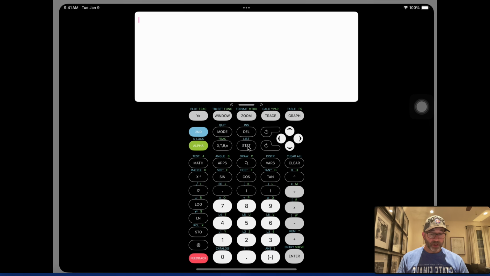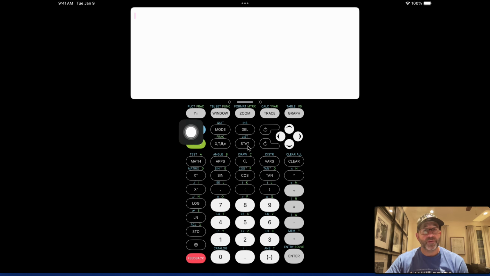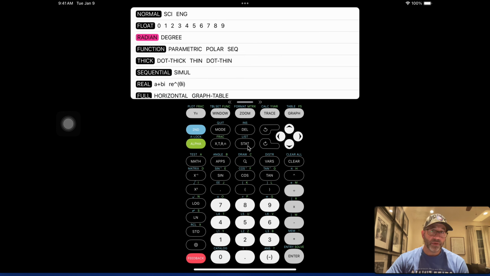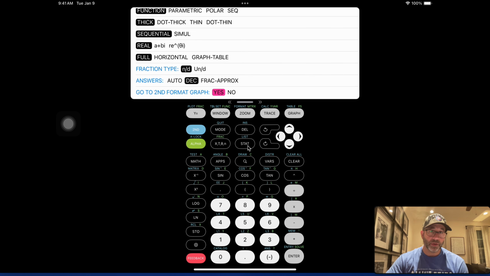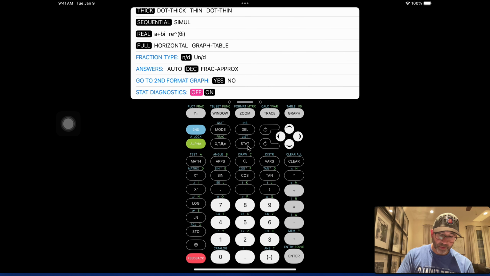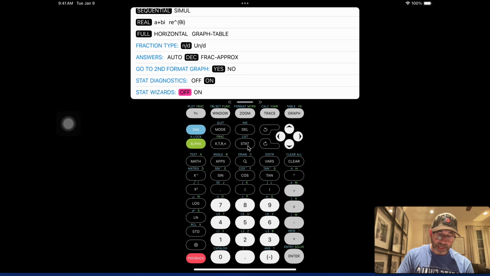So I'm going to turn to my graphing calculator right here. There are several buttons that we need to go through first. The first one you're going to need to know is this button right here in the middle. This is your mode button. We have to go in there before we do any regression and make sure things are turned on. So go into mode, and we have to go down all the way to where it says stat diagnostics.